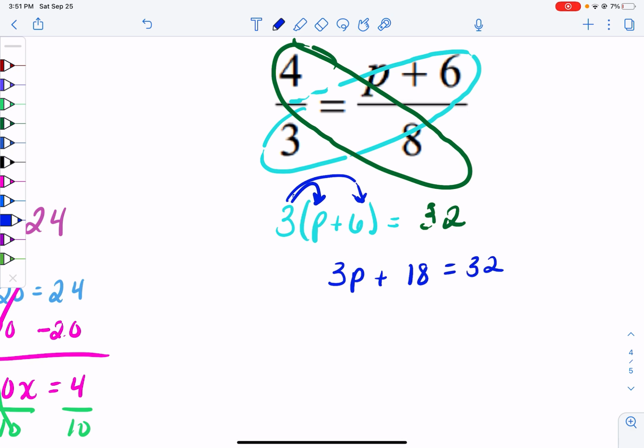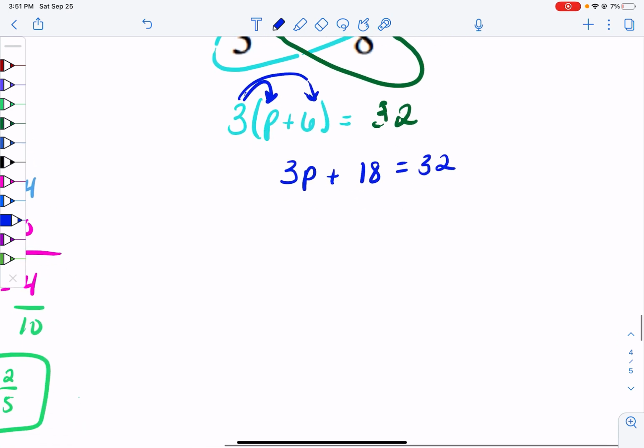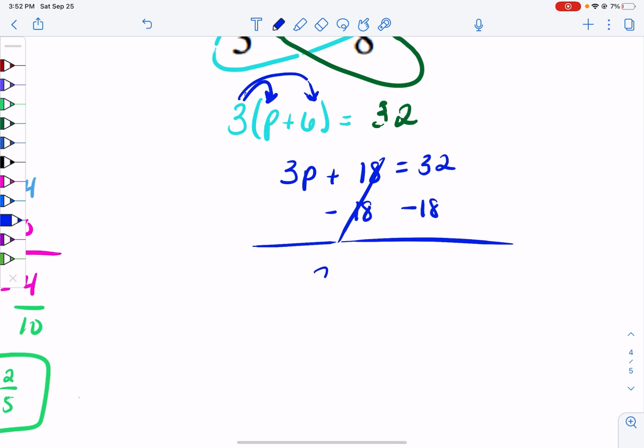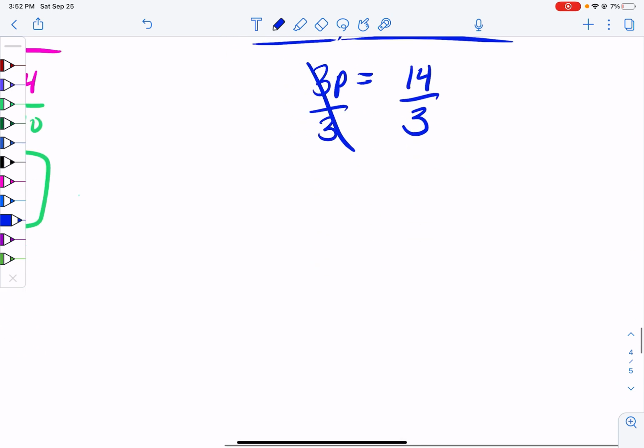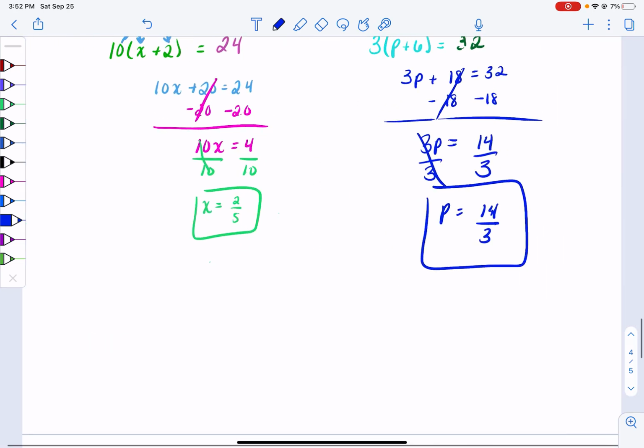My next step is to subtract 18 from both sides of my equation. So I get 3p equals 32 minus 18 is 14. And then I have to ask myself, how do I get that 3 to disappear? I divide by 3. So I'm going to divide both sides of my equation by 3, and I get p is equal to 14 over 3. And that is your final answer.